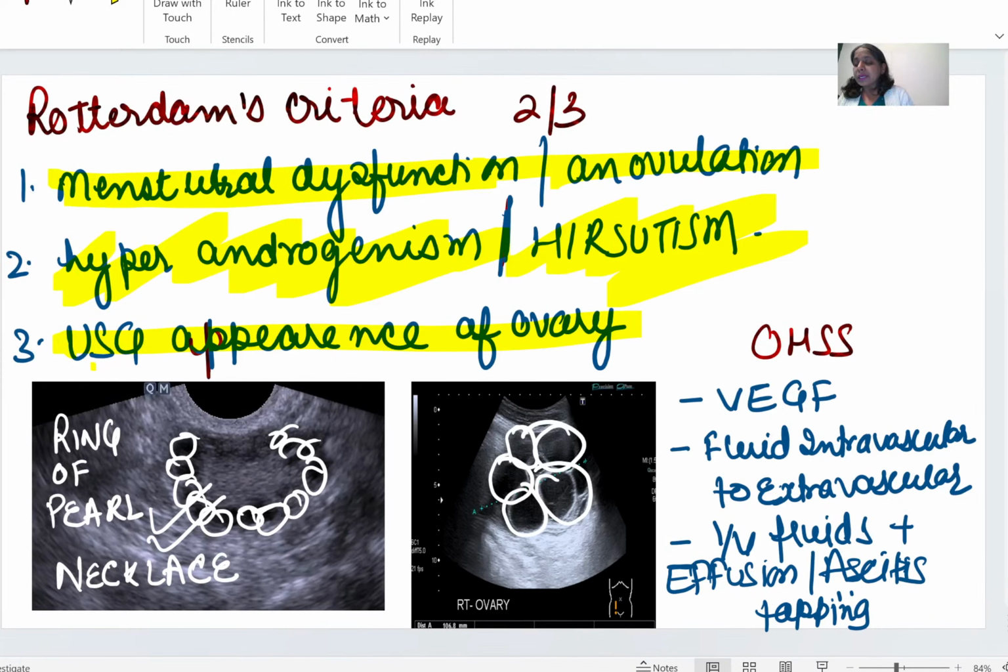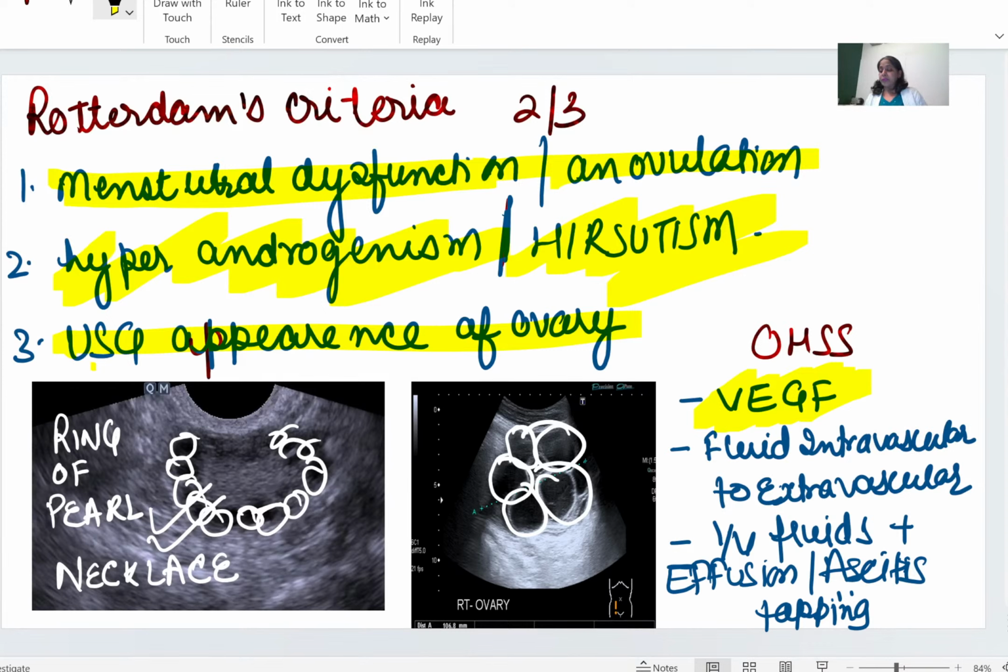Okay, now let us discuss OHSS. We will discuss this in 1 minute. Whenever we do IVF, we stimulate the ovary. But if the ovary gets hyperstimulated, whether it is a sensitive patient or the patient has PCOS already, whatever the factor, if the ovary gets hyperstimulated iatrogenically, then VEGF is formed. A question can come on VEGF because it is the center of the pathology of OHSS. So then it is known as ovarian hyperstimulation syndrome.